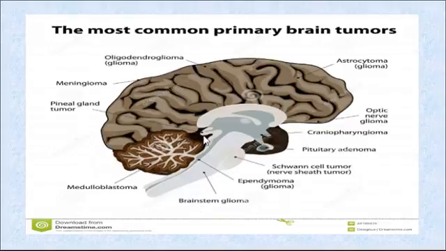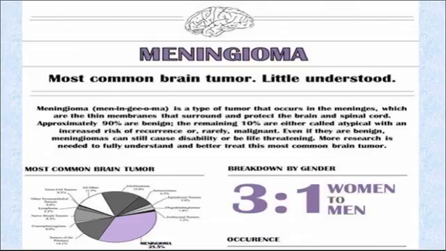Most common brain tumors are listed here. Meningioma is the most common brain tumor, 3 to 1 women versus men. Regardless of the type of tumor or where it is, it can cause cerebral edema, tissue inflammation, increase intracranial pressure, neurological deficits, hydrocephalus, and pituitary dysfunction. Everything that we've really been talking about with the traumatic brain injury, except for the pituitary.